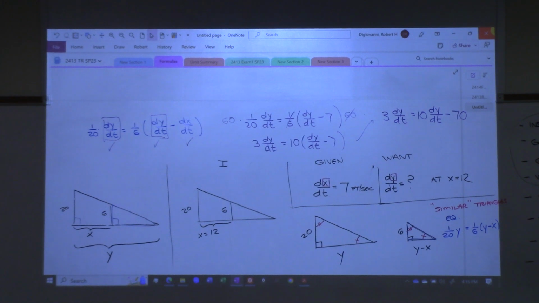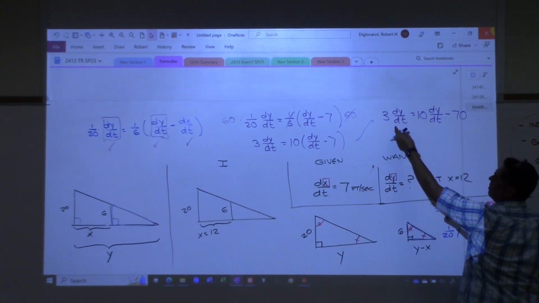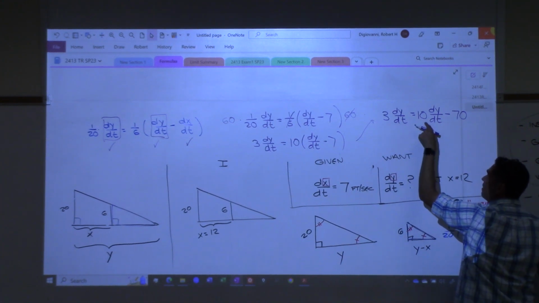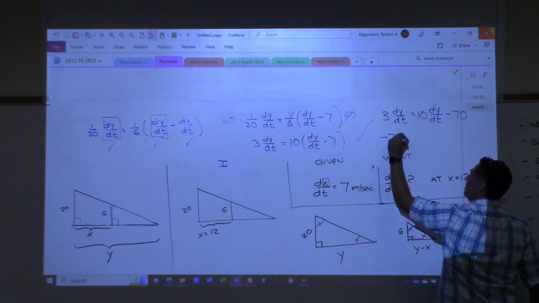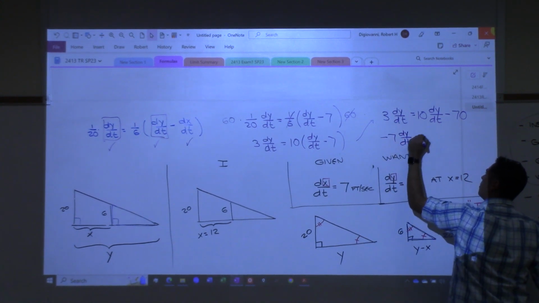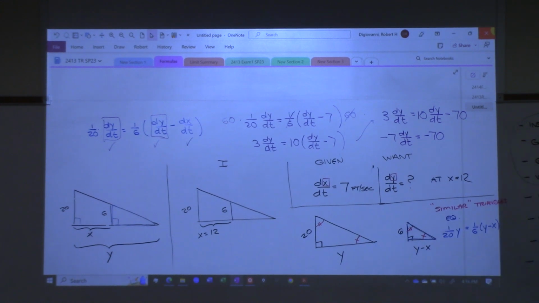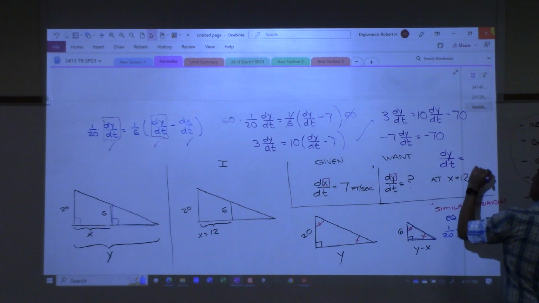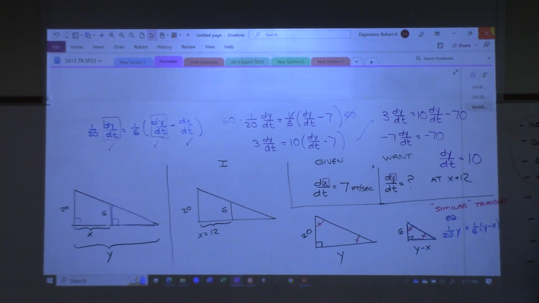What should I do now? Subtract 10 dy dt from both sides. Right, subtract, or you could bring the 3 over, it doesn't matter, but then we'd have to move the 70. So I'm just going to subtract this on this side. If I subtract this here and subtract it here, I should get negative 7 dy dt equals negative 70. Oh, nice numbers. Okay. Divide both sides by negative 7. What do you get? dy dt is, what is it? 10? 10 what? Y is measured in feet per second.